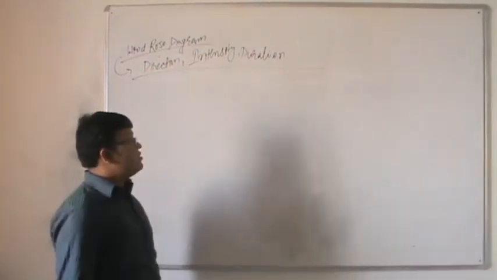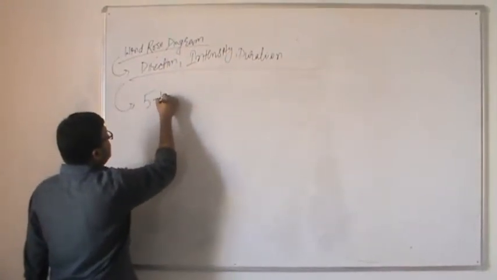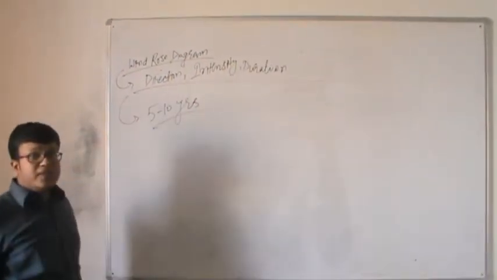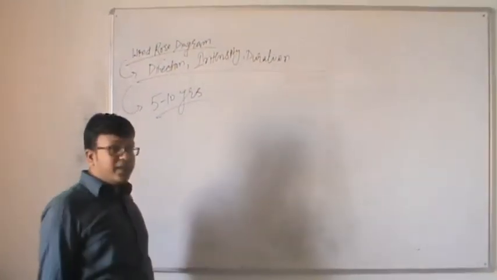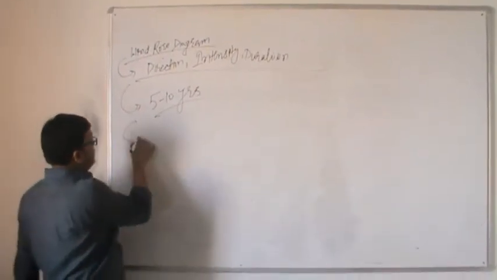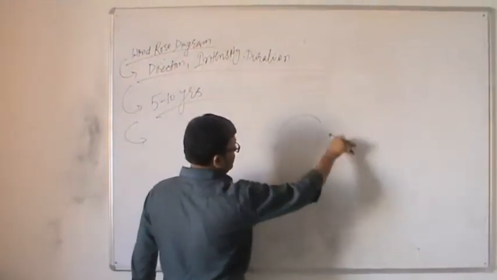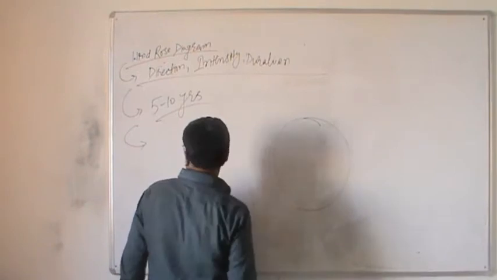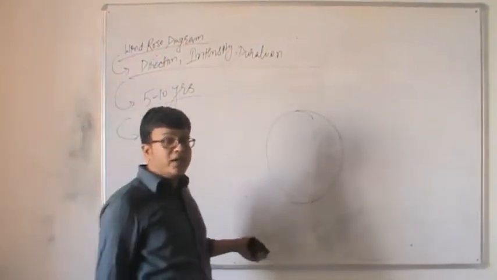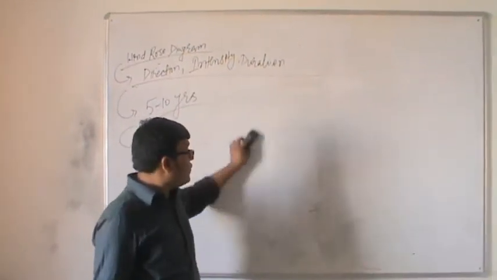For preparing these wind rose diagrams, we generally need to collect 5 to 10 years of data. Only then can we prepare the wind rose diagram. For preparing it, we generally consider the area in a circular way and divide it into 16 parts. That means 16 radial directions using an angle of 22.5 degrees.